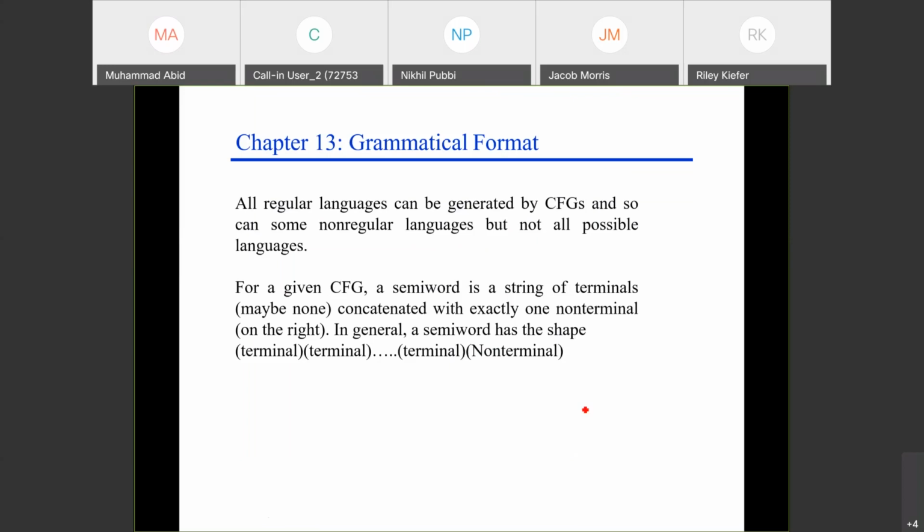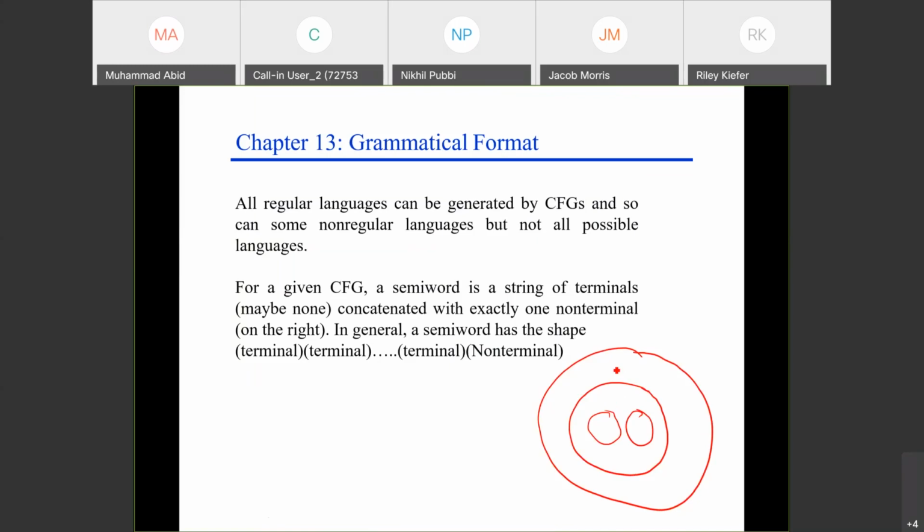If I can draw something like this, let's say this is the regular languages, and then non-regular languages, and then this is your context-free grammar, let's say, and then there are some other languages. So it is something like that. So its scope is like this.